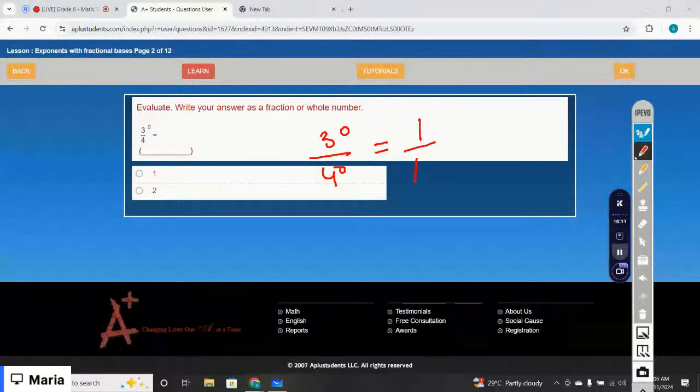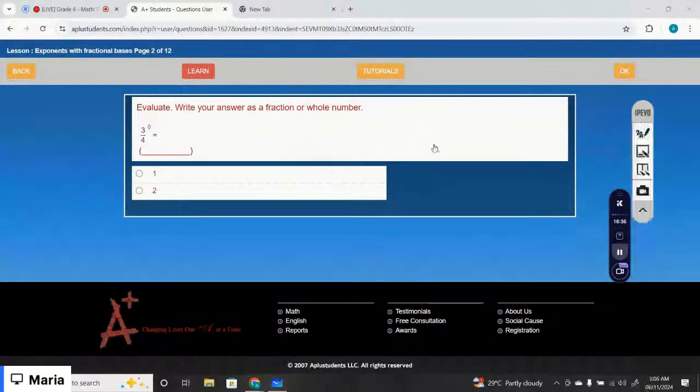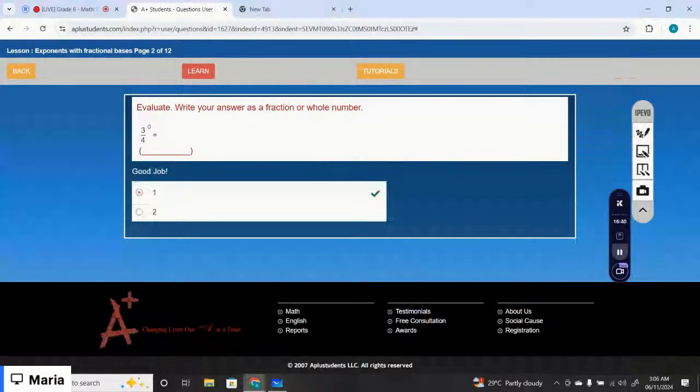So that is one. Option number one is the correct option, right? 3 by 4 exponent 0 is 1. The correct option is 1. So any number with exponent 0 is equal to 1. Got it?